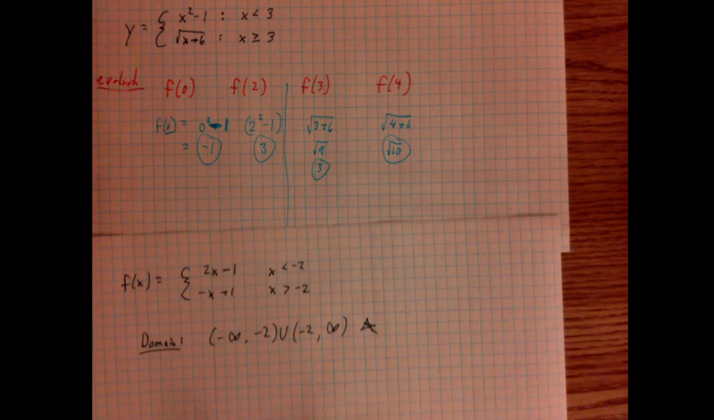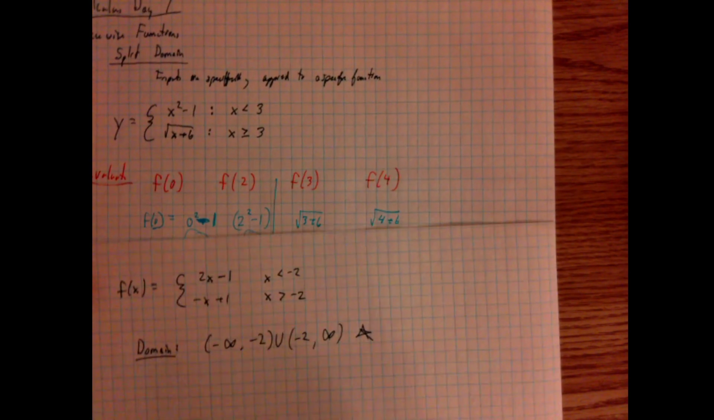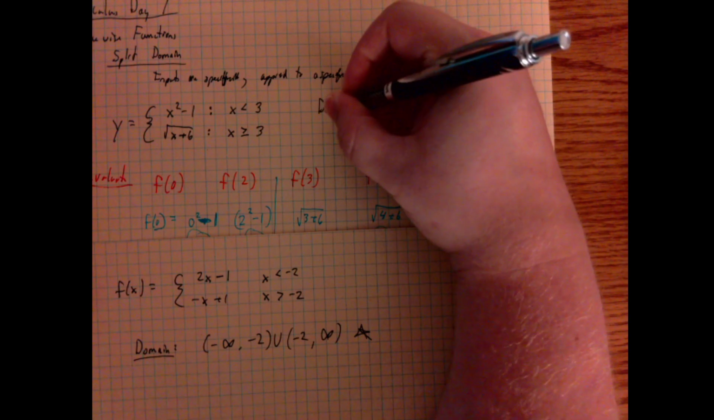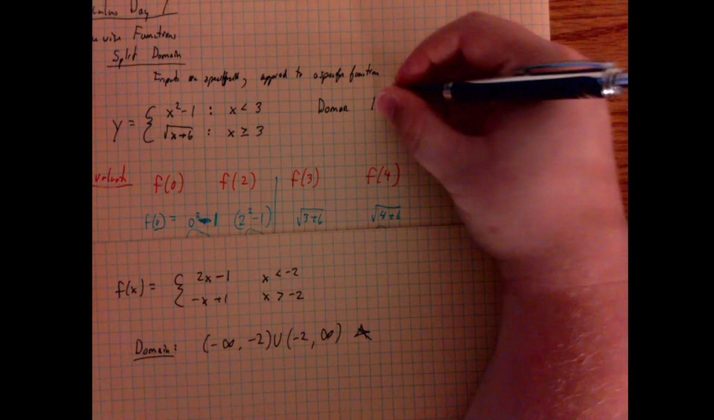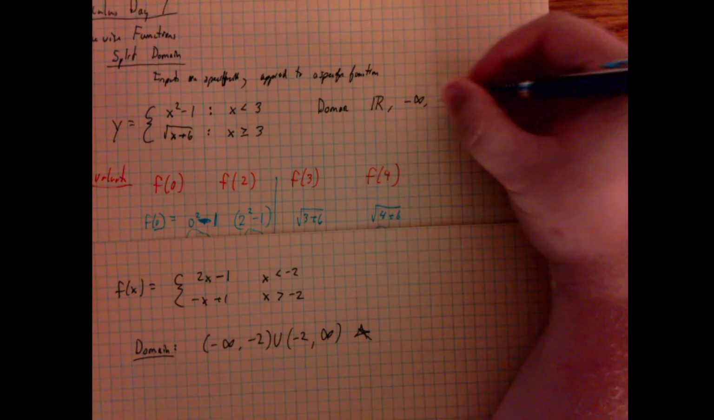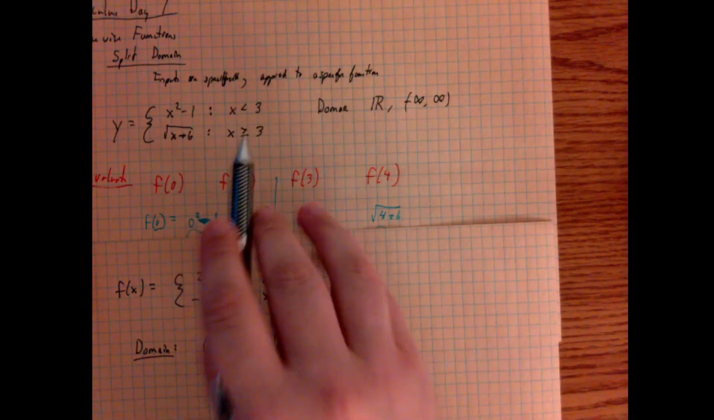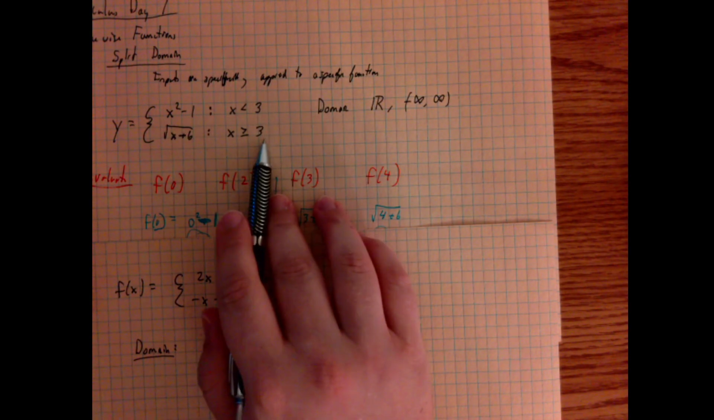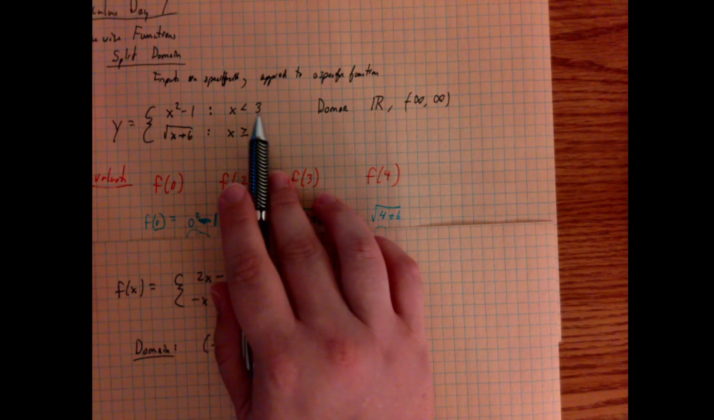On the previous one, the domain for this function would be all real numbers, so from -infinity to infinity, because everything less than 3 works, and everything bigger than or equal to 3 works, including 3. That means that every number works.